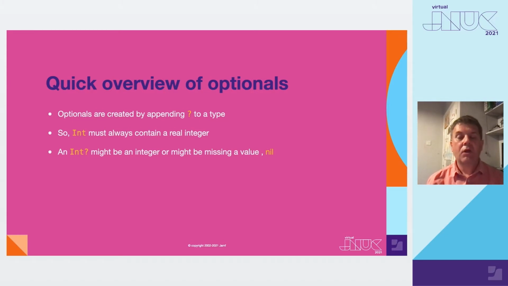As an example, we have an integer, the Int type. An Int type must store a real integer. When you come to use it, there must be a valid integer in there. It can't have no value. To make it an optional, you put a question mark after it, so it becomes an optional integer. This optional integer can then either have a value, which would be a valid integer, or it can have no value, which is represented by nil.